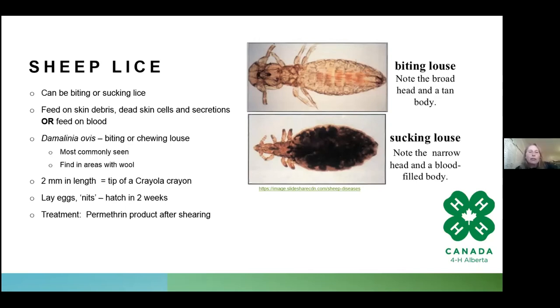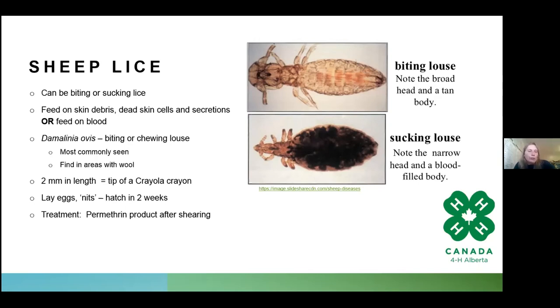So these eggs hatch in 2 weeks. So that's an important number to remember, because when it comes to treating lice, we can use a very similar product that we used to kill the sheep keds. So we can use this pour-on permethrin. It's a very small volume, and it will get poured right onto the back of the sheep to help kill the adult lice.